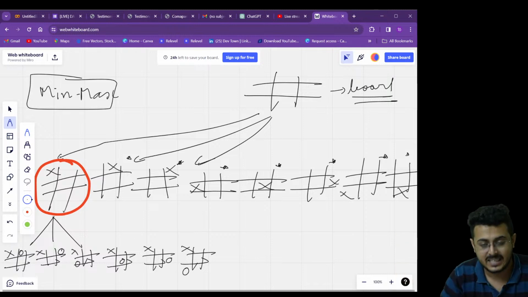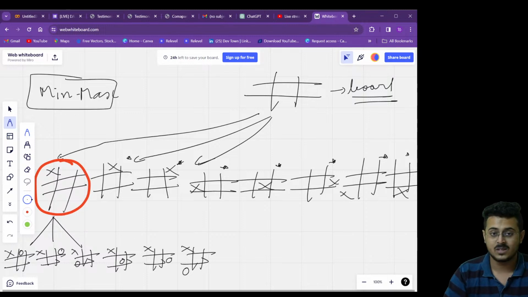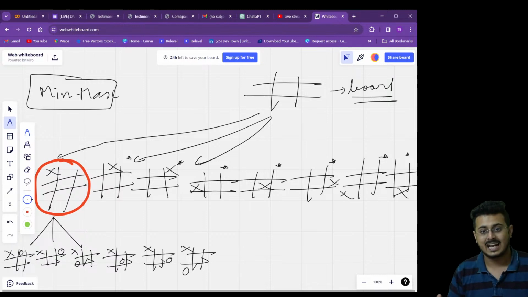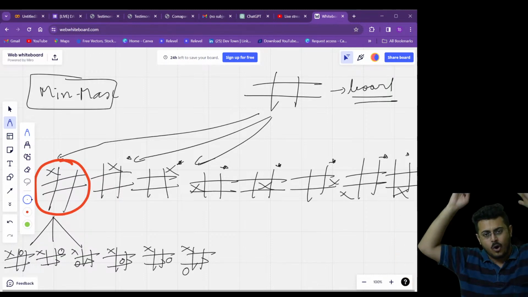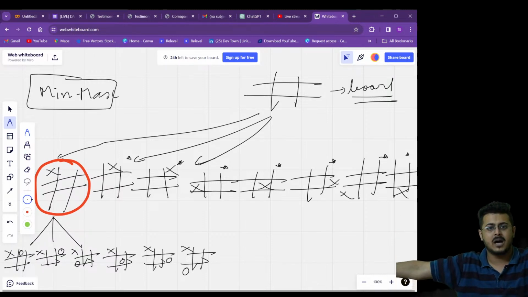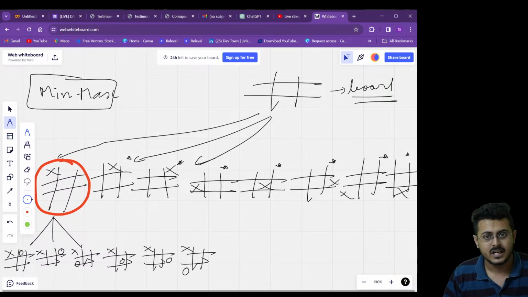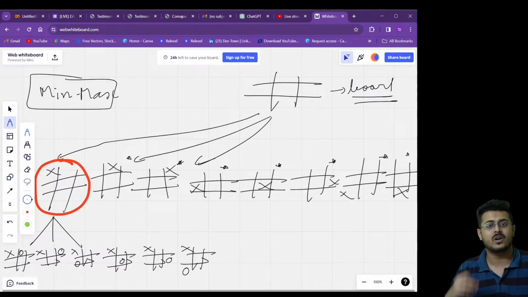Now, that is a very, very big tree that will be created, and we don't want ourselves to be involved with that. That is the reason why we want to create an AI that can actually map the entire tree for us. When all the particular steps have been mapped out, all the places have been filled throughout the entire tree, we will be able to figure out whether player X has won or player O has won.